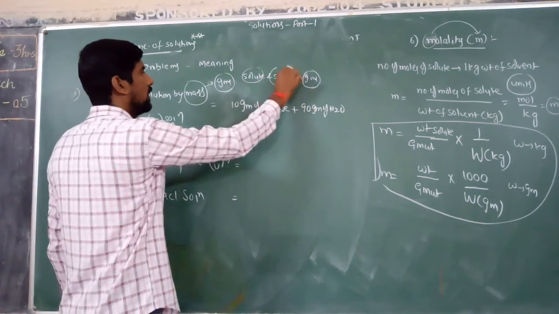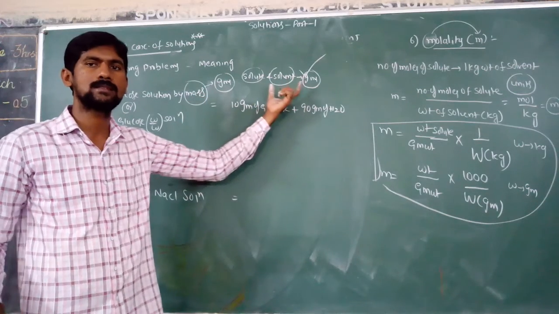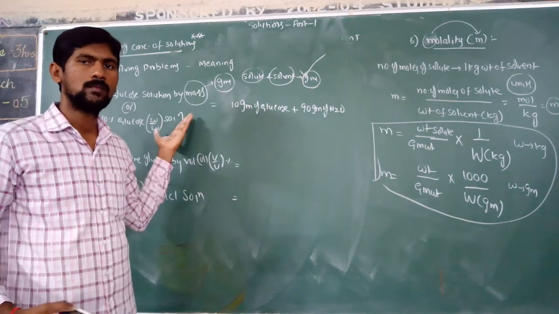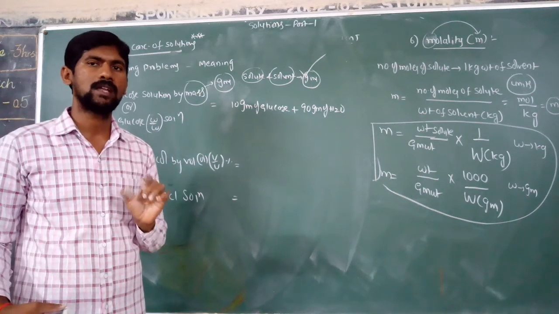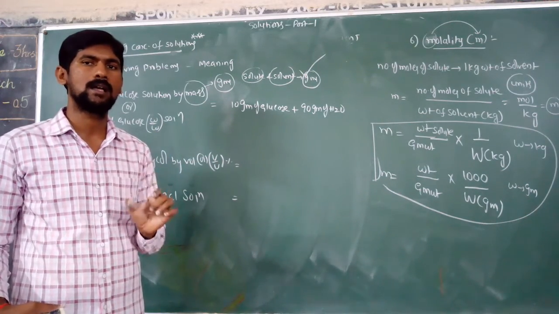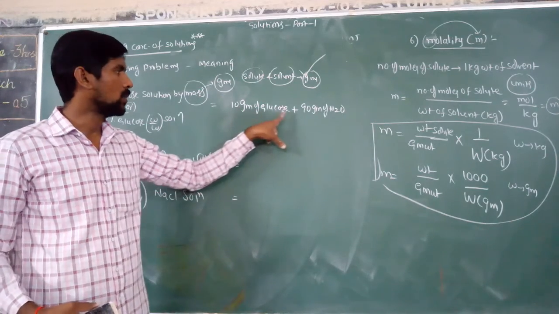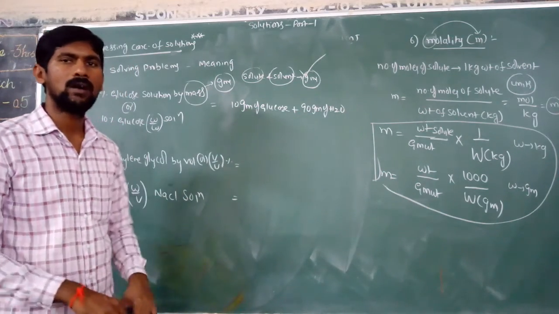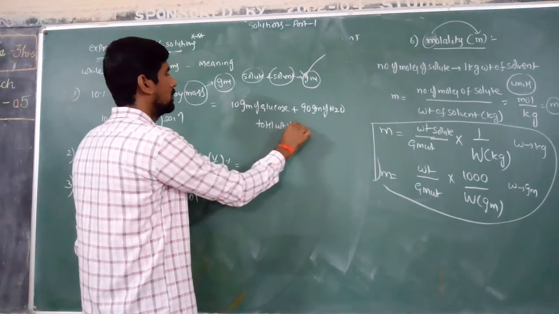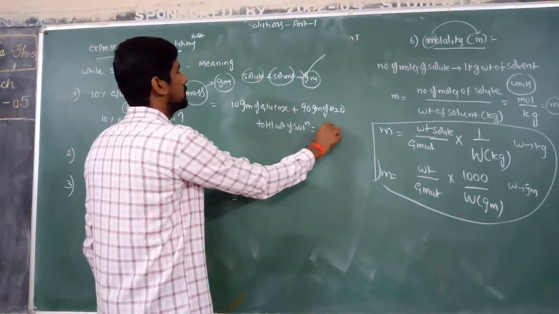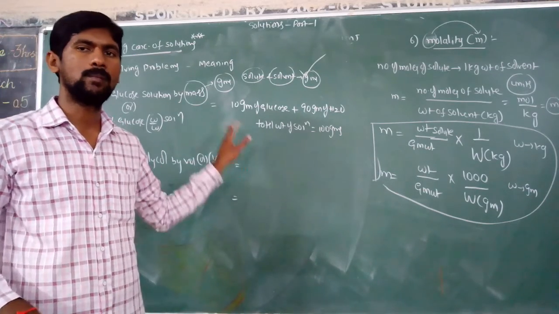Both solute and solvent are expressed in terms of their masses. What is the unit of mass? Grams, because in the problem the given is by mass. So 10 gram of glucose is dissolved in 90 gram of water. Total weight of solution is 100 grams. That is the meaning of by mass.